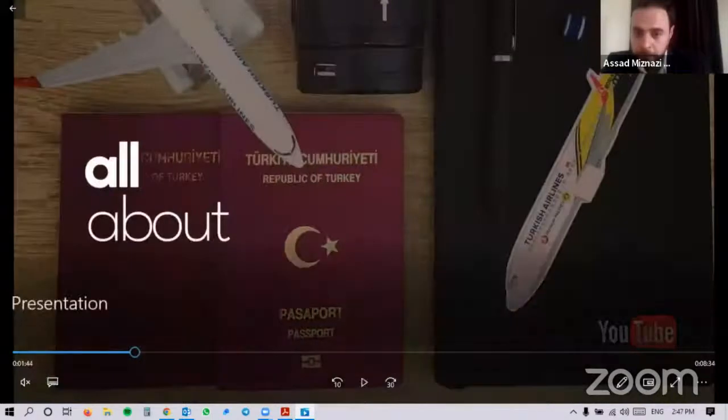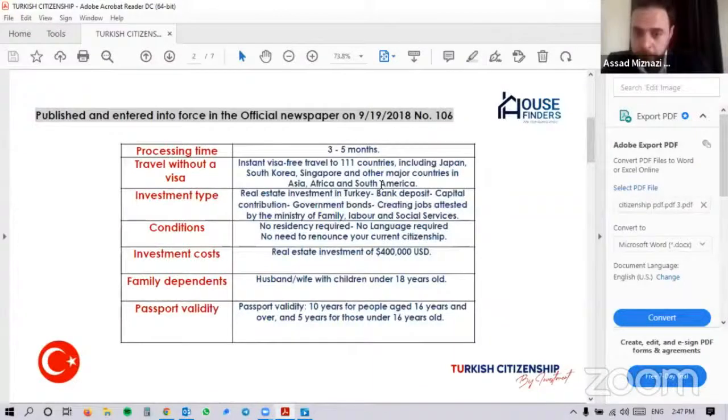So, talking about citizenship, I will just show you this table, focusing on House Finders company. Normally, we deal with real estate and provide citizenship through real estate investment, but you can get citizenship through different routes as well. We'll speak about it. So what's the processing time? Within 3 up to 5 months, you can obtain your Turkish citizenship easily. Getting a Turkish passport gives you access to 111 countries around the world, including Japan, South Korea, and Singapore.